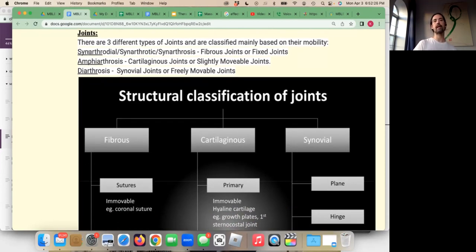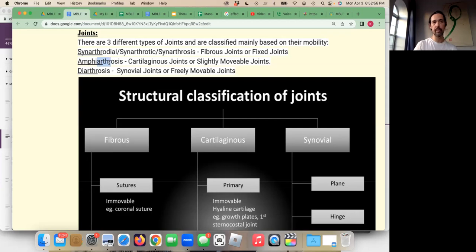So 3 types of joints: synarthrodial, synarthrotic, which make up joints that are described as synarthrosis. So a synarthrosis is a synarthrotic joint or a synarthrodial joint. An amphiarthrosis is an amphiarthrotic or an amphiarthrodial joint.